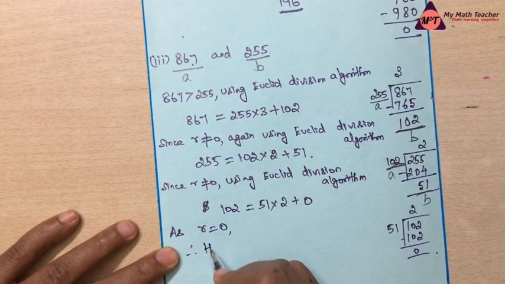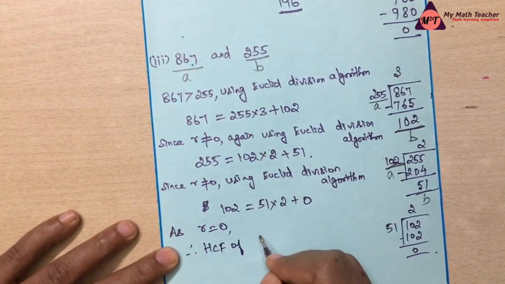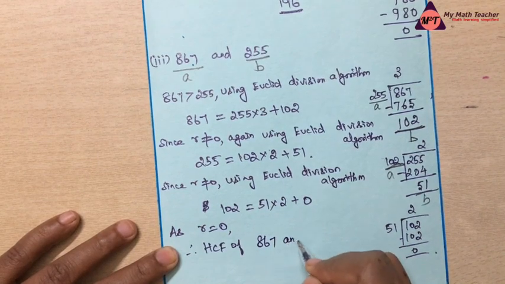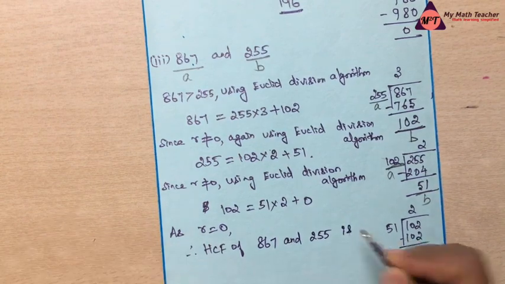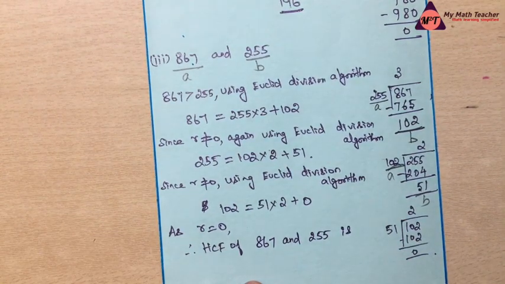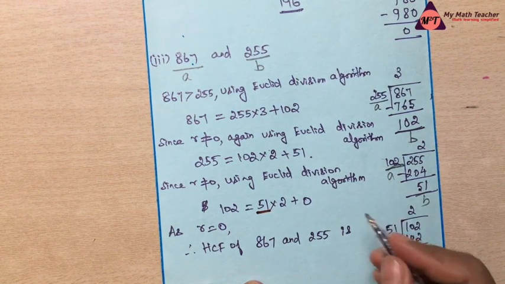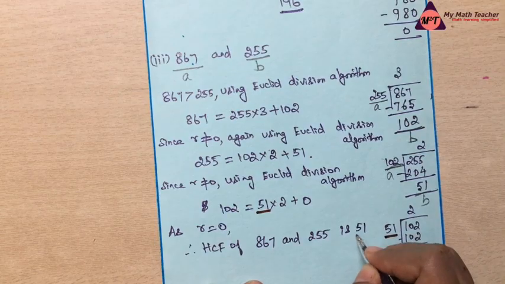Therefore HCF of 867 and 255 is which number? The divisor in the last step. This divisor in the last step will be the highest common factor. That is the answer, 51.